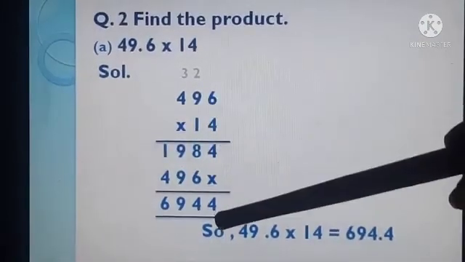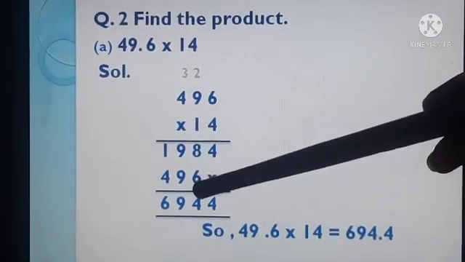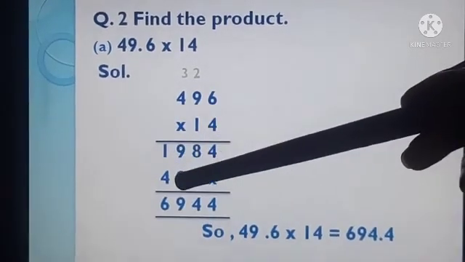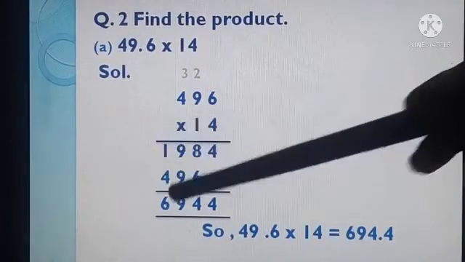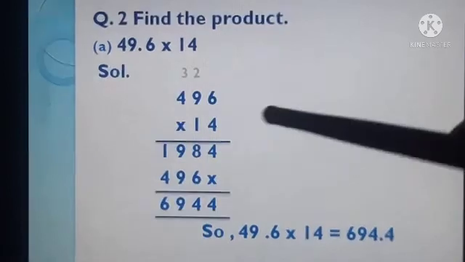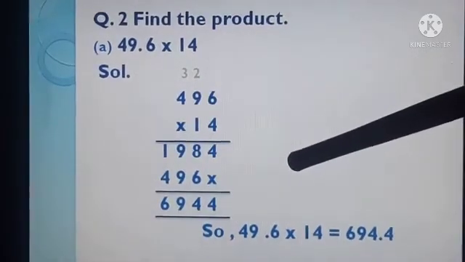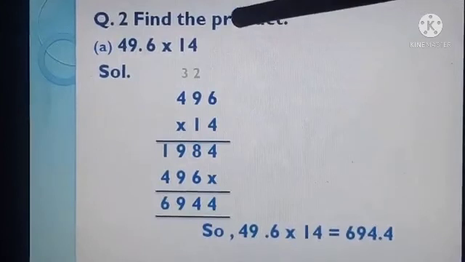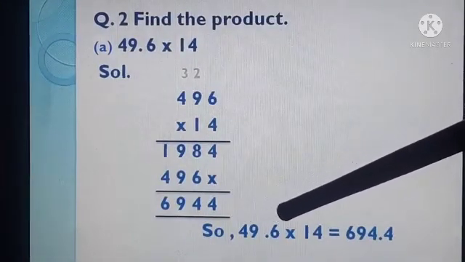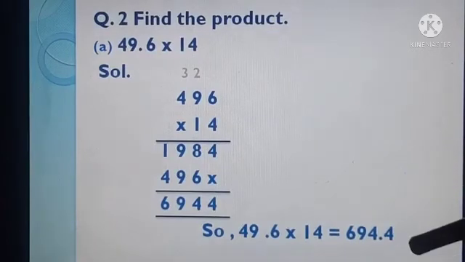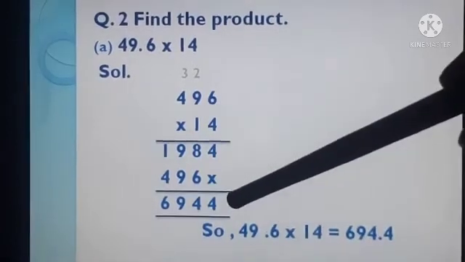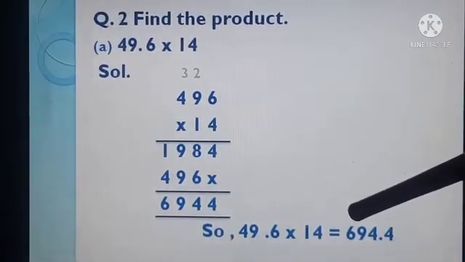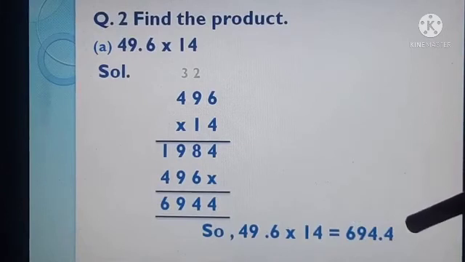Now, we will do addition. 4, 9 plus 6, 15, 5, 1 carry. 9 plus 9, 18 plus 1, 19, 9, 1 carry. 1 plus 4, 5 plus 1, 6. Now, at last, don't leave your answer here because now we have to write down the answer in the form of decimal. So, we will write down the question again. 49.6 multiplied by 14 is equal to, after the decimal there is one digit. So in the product also we want one digit after the decimal. So our product will become 694.4. Right?